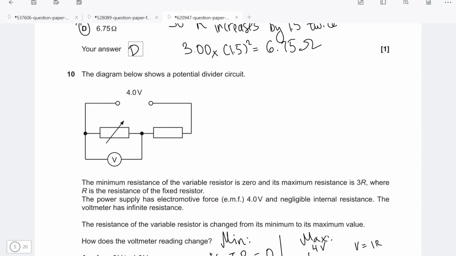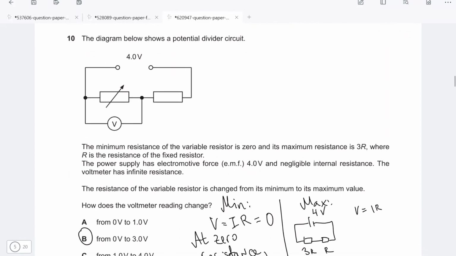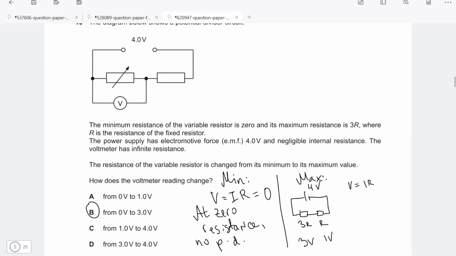Question 10, we have a potential divider circuit like so. We have a 4-volt power supply which is connected to a variable resistor, and then we have a fixed resistor. The minimum resistance of the variable resistor is 0 and its maximum resistance is 3R. The power supply has an EMF of 4 volts and no internal resistance. The resistance of the variable resistor is changed from its minimum to its maximum value. How does the voltmeter reading change?